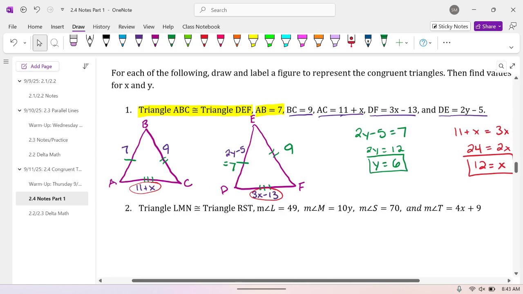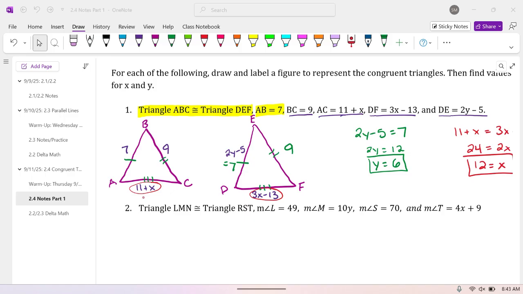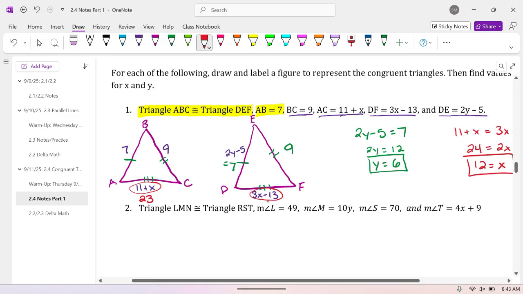So if 12 is equal to x, what's the length of AC and DF? If I plugged it back in, it would be 23. All right. My suggestion is if we know that they're congruent, plug it back into the easiest one, which would be AC. All right. So 12 plus 11 is 23. So both of these would have to be 23.